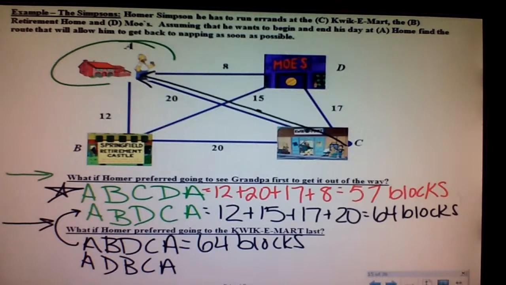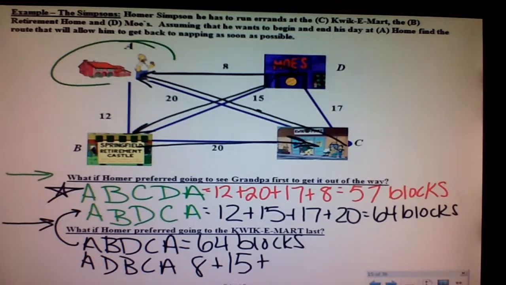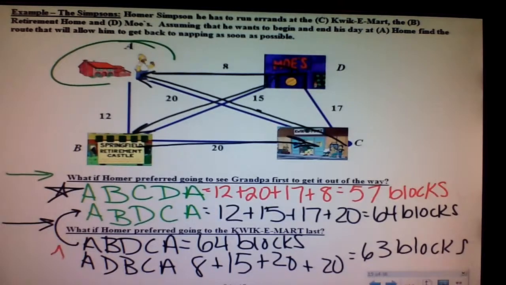Okay, the last one though, A to D is 8. B to D is what, 50? D to B is 15. B to C is 20. And C to A is 20. That's the closest. 63. So 63 blocks. So even though it's a block shorter, that one's still optimal.